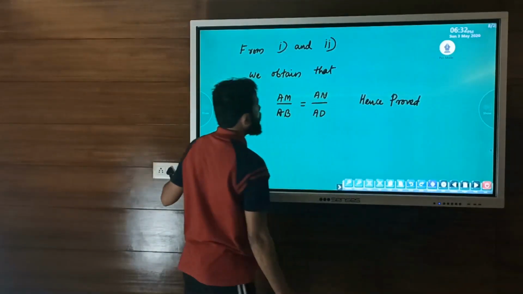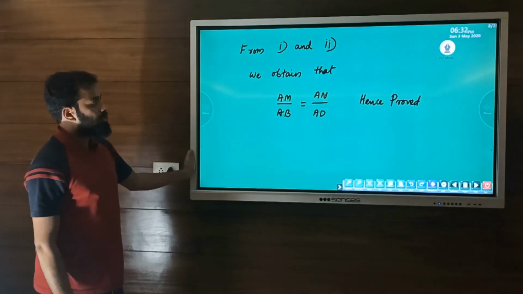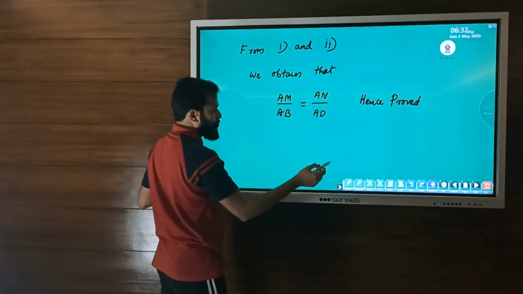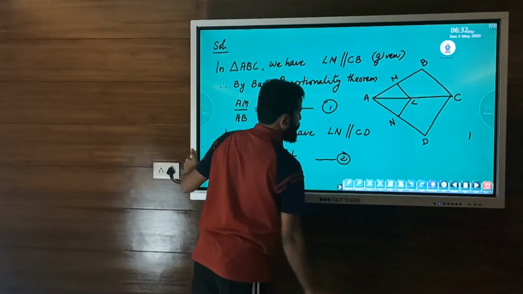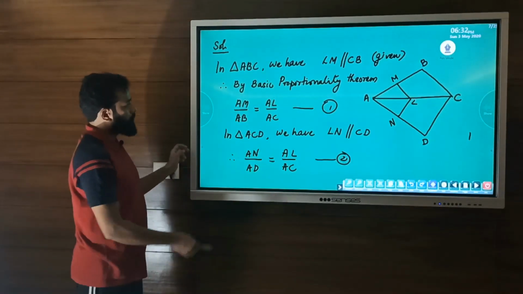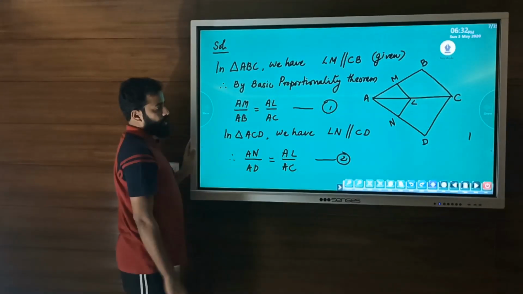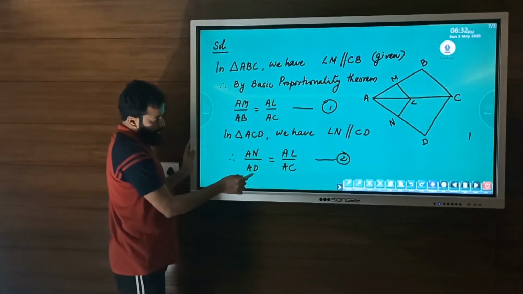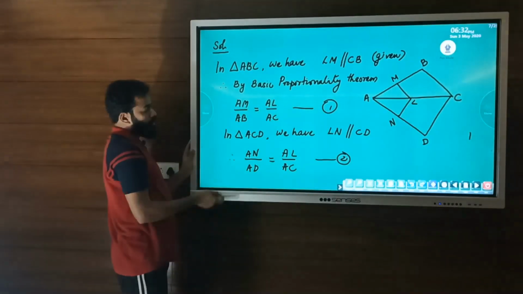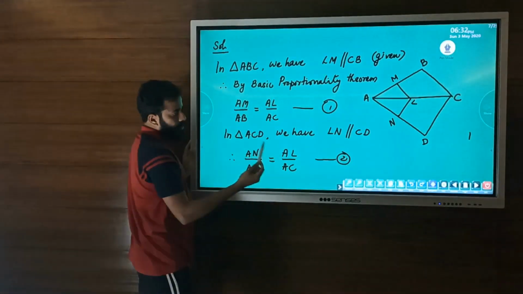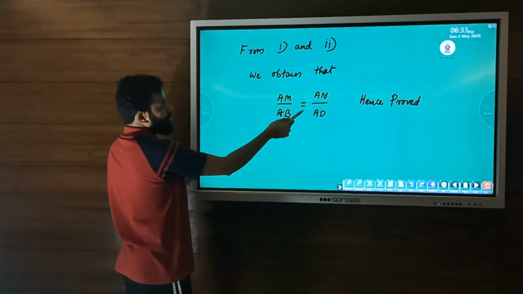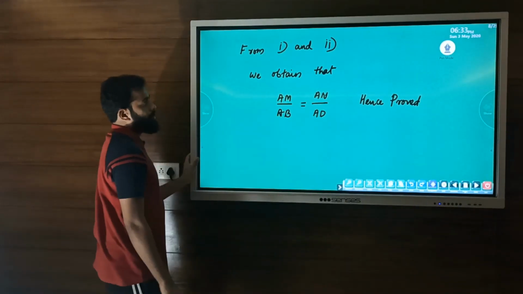Then from the first equation and second equation, we obtain AM by AB equals AN by AD. How can we do that? We can see the right hand sides of these two equations. AM by AB equals AN by AC, and AN by AD equals AL by AC. Right hand sides are equal, so we can equate the left hand sides also. So that is what we have done here: AM by AB equals AN by AD.